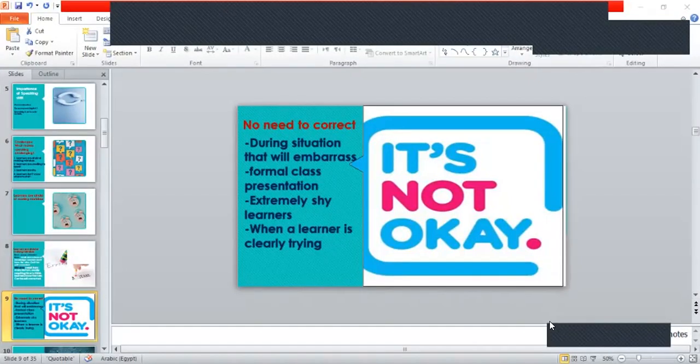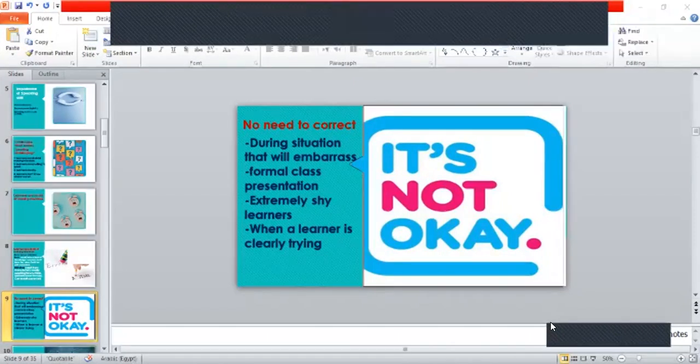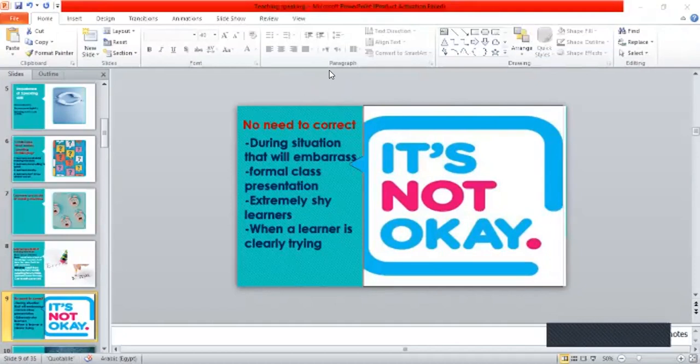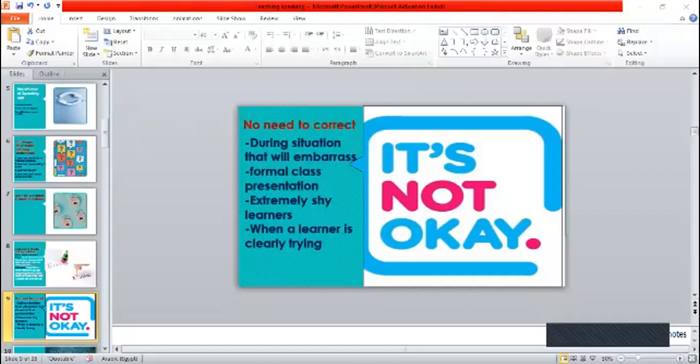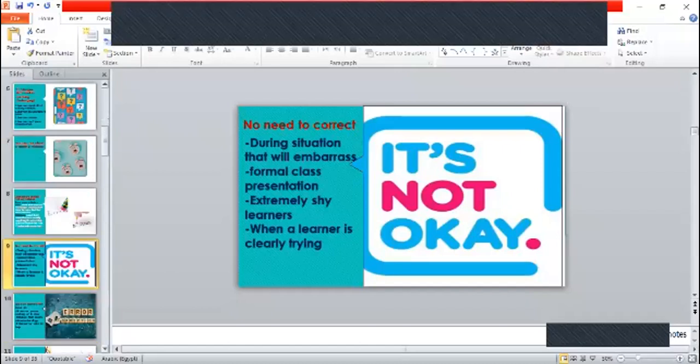When I find that my learner is trying to correct himself, please let him correct himself without trying to correct him. Okay, so when you can see the learner say, "I were happy yesterday. No," he is trying to correct himself. Just leave him to correct himself. So it's not a good idea to correct the learners while they are trying to correct themselves. Don't be in a hurry and give them the chance to correct themselves.